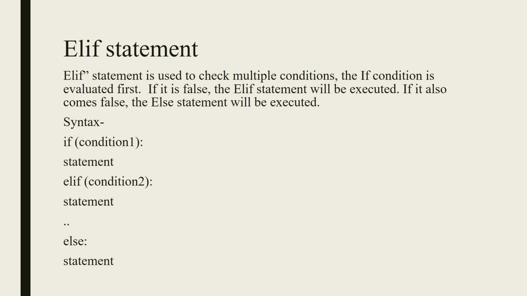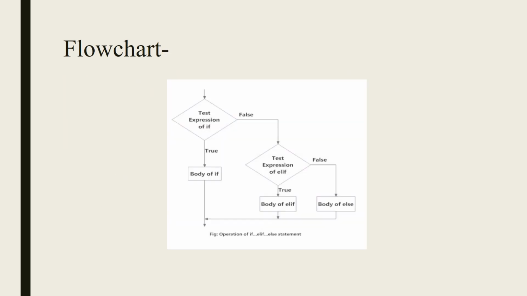Elif statement. This is the third type of conditional statement. Elif statement is used to check multiple conditions. The if condition is evaluated first. If it is false, the elif condition will be executed. If it also comes false, then the else statement will be executed. So the syntax is if condition 1, then statement, then elif condition 2, then statement, and then finally the else and statement. So this is the flowchart for an elif statement.